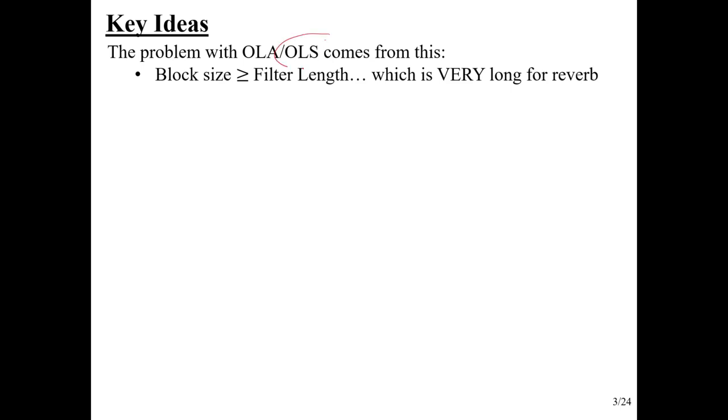The reason that the overlap save or even overlap add did not work is because the filter is very long. So remember, the simple DFT-based method didn't work because the signal was too long. So then we chopped up the signal. Now we're saying the filter is too long for this type of application. For other applications, maybe not, but for reverb, the filter length is long.